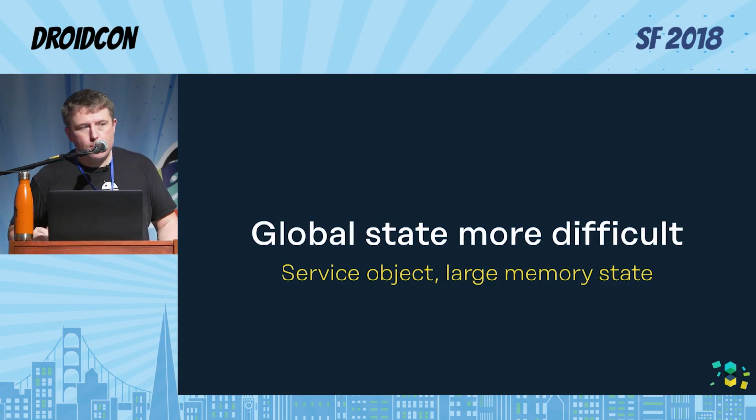In some cases, it's way more difficult. So global state, global shared caches, things like that. If you had a big hash map that you wanted to keep around to do a cache, it's extraordinarily difficult to do in this context, right?